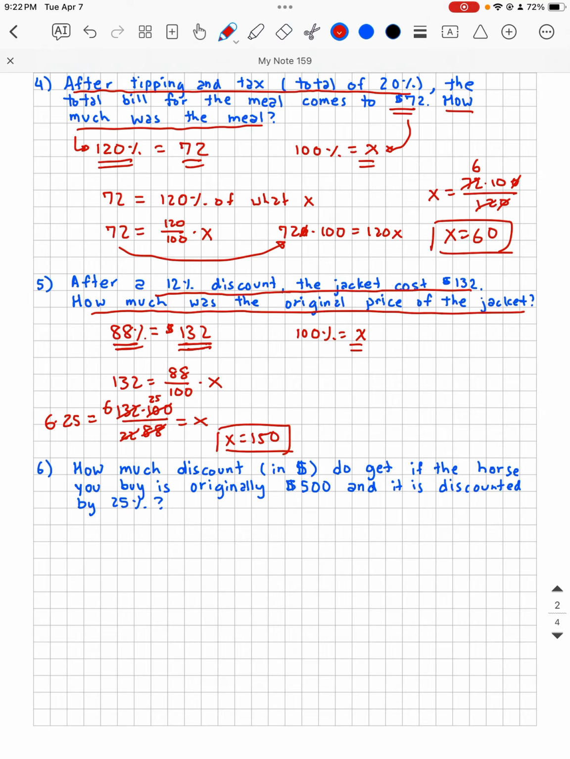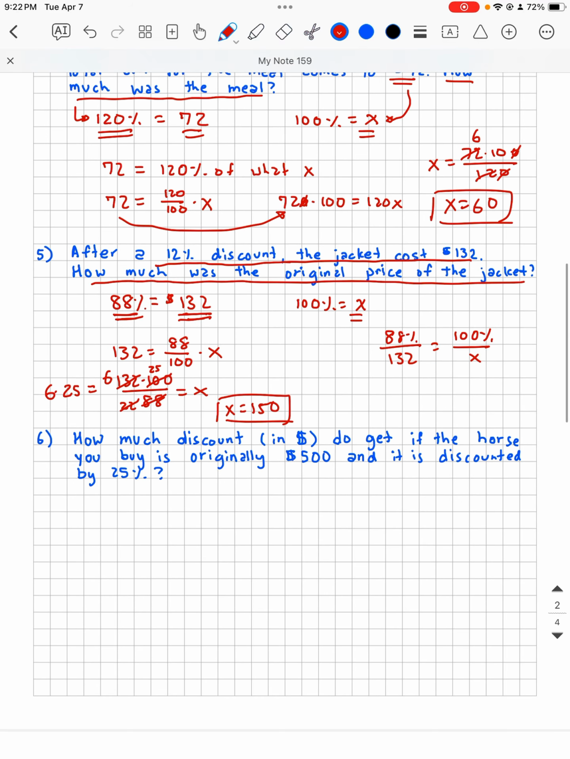Now, for some of you that learned about proportionality, technically you can do it this way too. I'm just giving you more options. 88% over 132 is equal to 100% over x. If that's a little bit easier for you to digest, by all means, you can do it this way. That's the lovely thing about math. There's a little bit of flexibility.